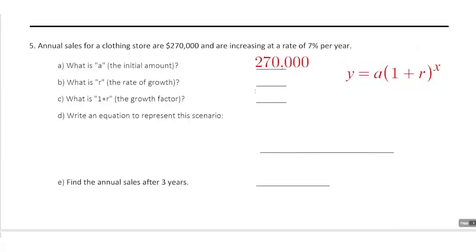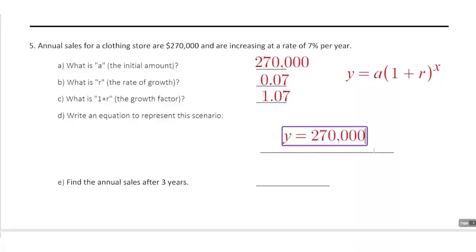What is the R, or the rate of growth? We can see that's 7%. So I'm going to write that as a decimal, 0.07. Then what's the 1 plus R? Basically what we're doing here is we're just figuring out what all these pieces need to be to write the equation. So 1 plus R is just going to be 1 plus this. So that's just 1.07. That's our growth factor. So now we can write the equation.